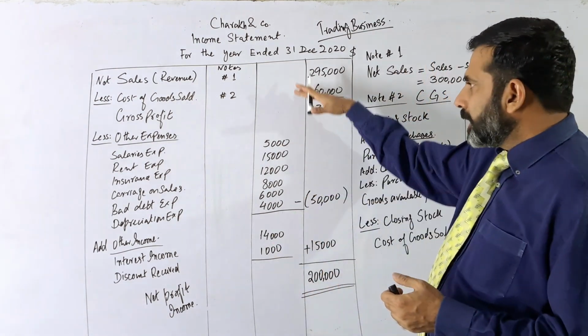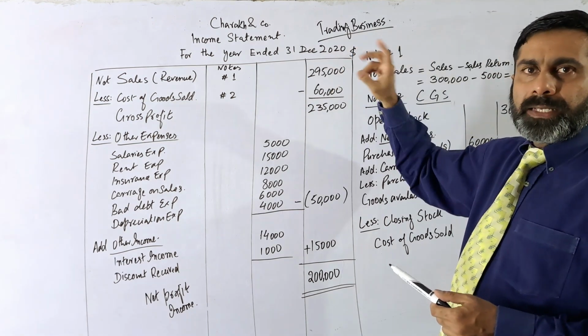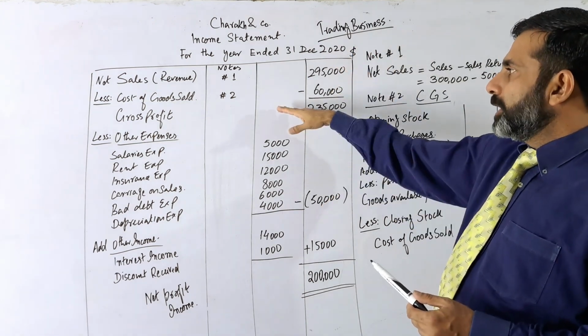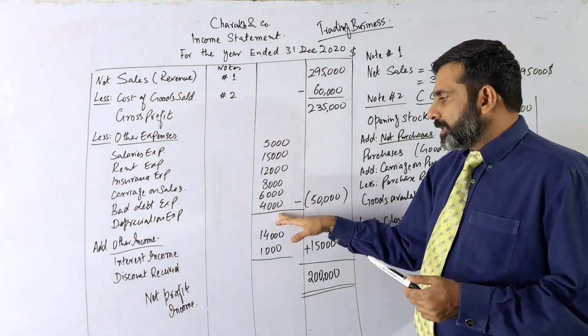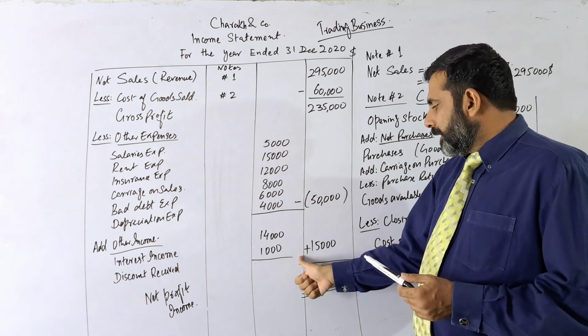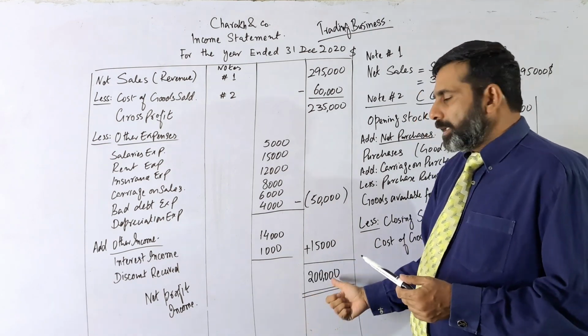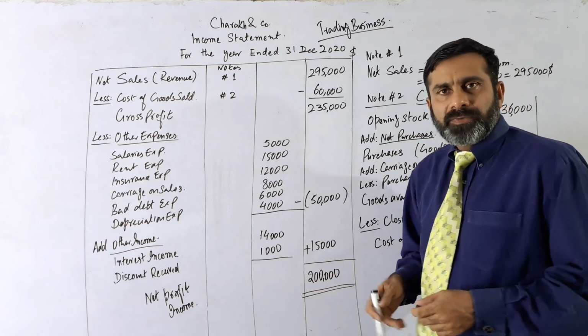So this is how we are calculating the income statement. First is the sales, but the net sales. Then we have the cost of goods sold. Then we have other expenses and other income; other expenses are deducted and other income is added. So what we are getting is the net profit or the net income of that specific period.